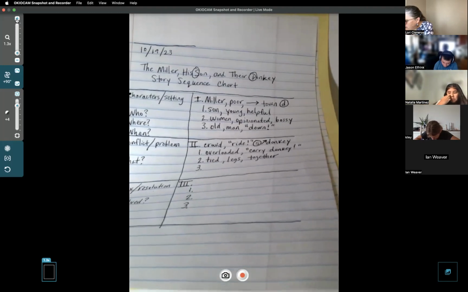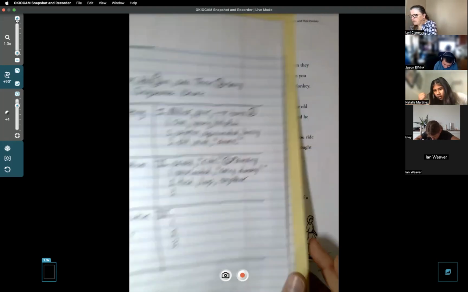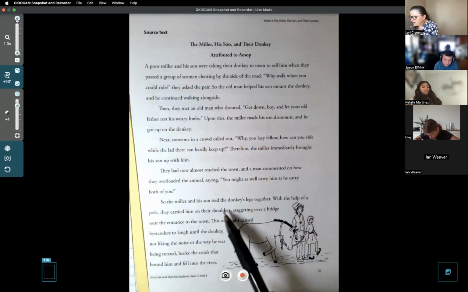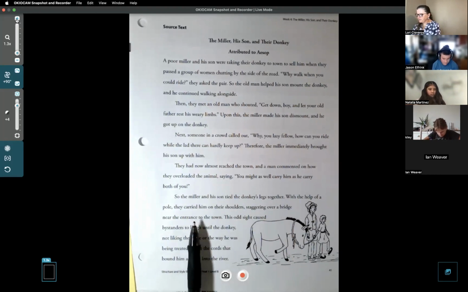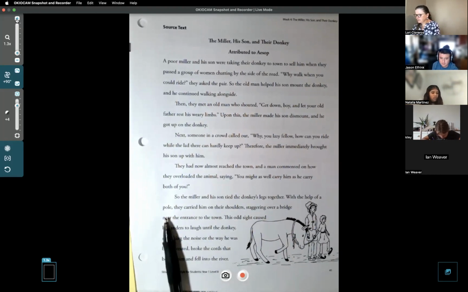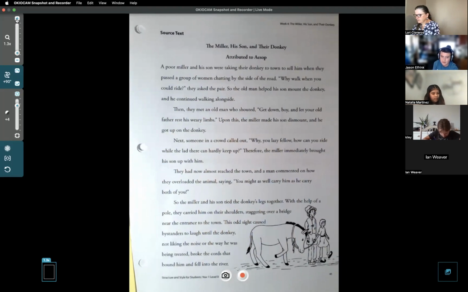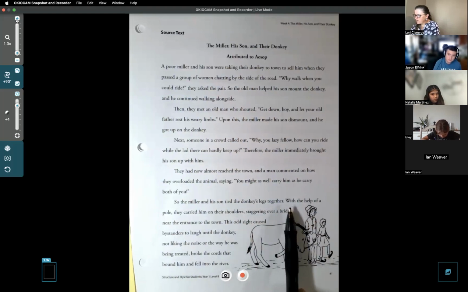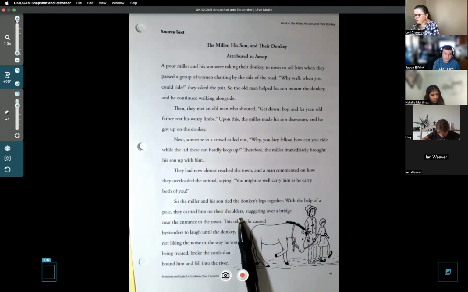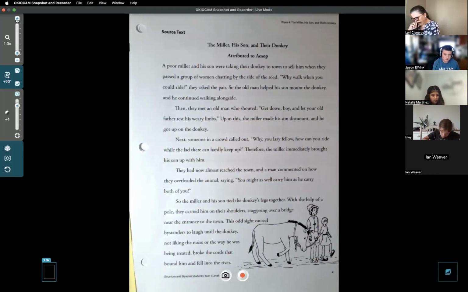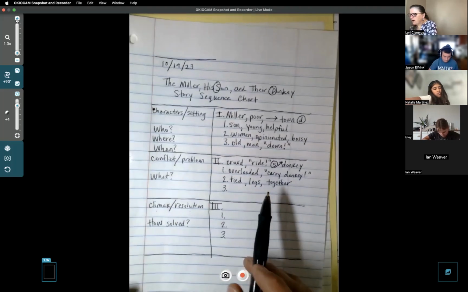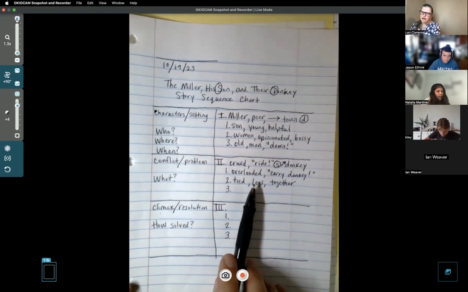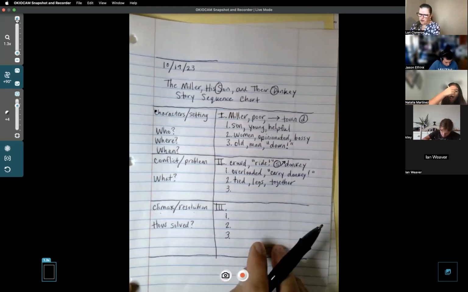And then what else happened after that? Jason, right here after they tied his legs together. Now we're toward the end here. What did they get next? I believe that's when the crowd started laughing. Right before that, look at this part here: with the help of a pole, they carried him on their shoulders, staggering over a bridge near the entrance of town. How can we add that, because this is part of the problem, right? The donkey's overloaded, and now they're trying to carry this poor thing.